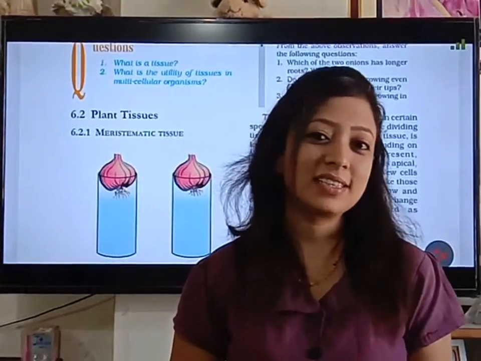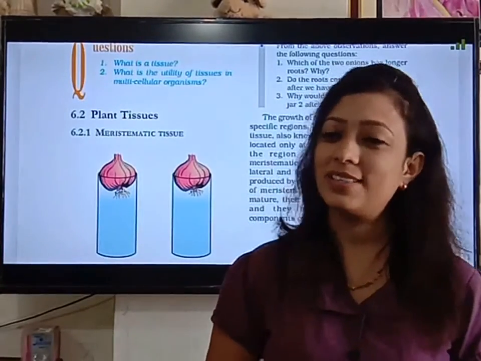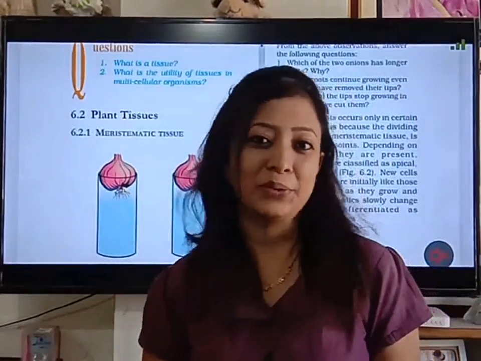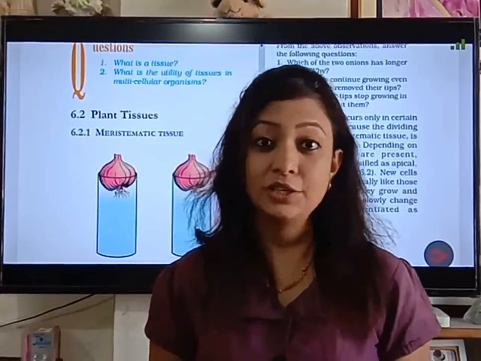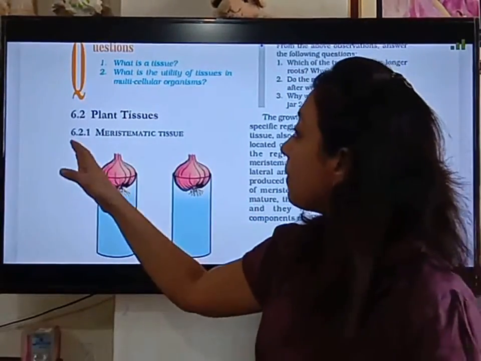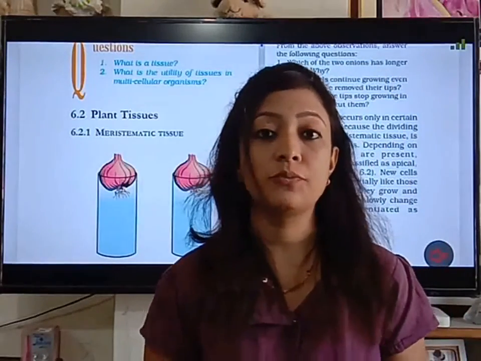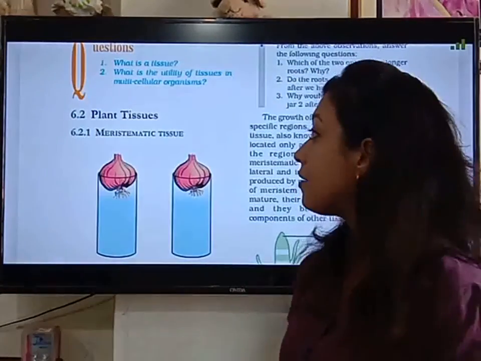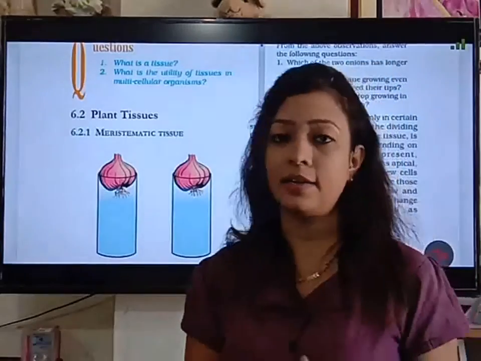Today we are going to discuss the meristematic tissues once again. In my previous lecture I told you children the difference between plant tissue and animal tissue. So today we are going to discuss topic 6.2, that is plant tissue from NCERT. In that you have an activity on the meristematic tissues.